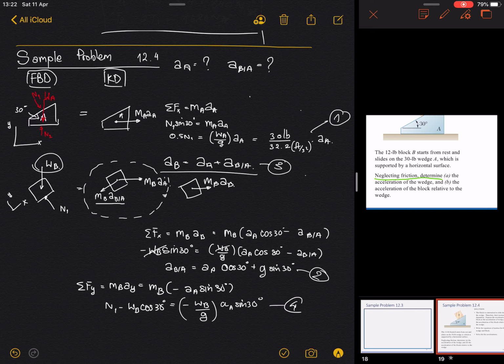This will be equation 4. And then to solve this, you will plug the 1 into 4, and then you will get 2: 230 over 32.2 AA, and then minus WB, I will substitute this later, cos 30 equal to negative WB over G AA sine 30.